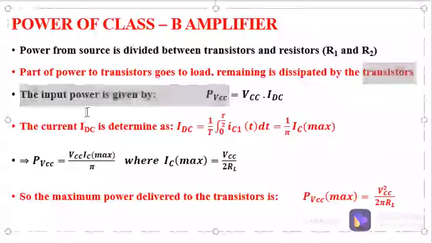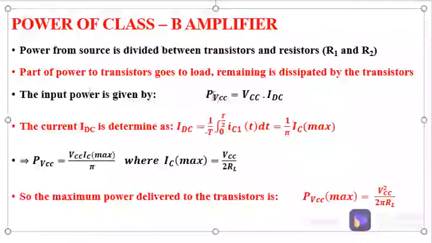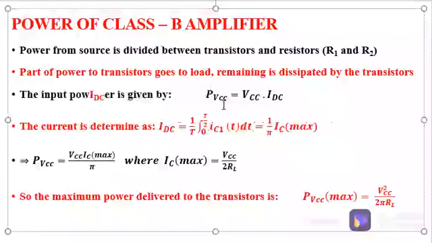So the power input to this transistor in a class B power amplifier is given by this. Power from the VCC, that's from the external supply, is equal to the VCC voltage times the DC current. But the value of this DC current is determined as IDC is equal to 1 over T, which is the period, integral of IC. This is integration. If you integrate it, you end up getting this. We are not going to be learning mathematics here. So the value of this integrated signal is equal to 1 over pi times IC maximum.